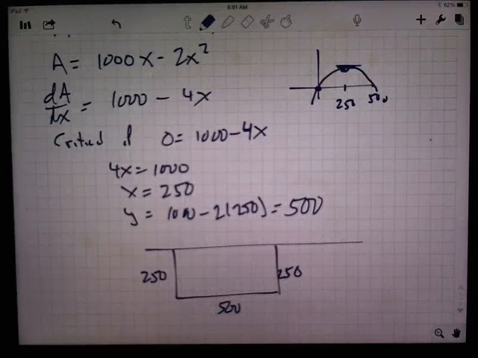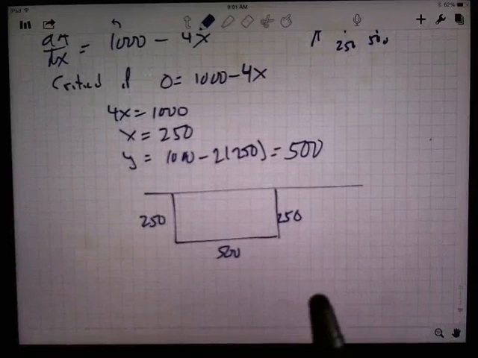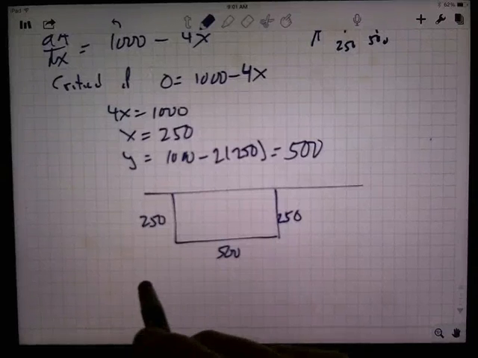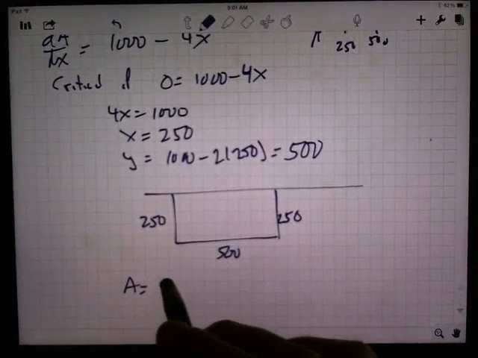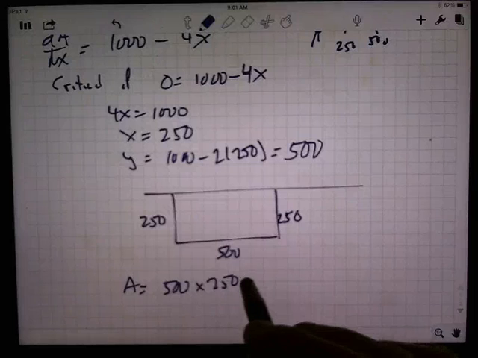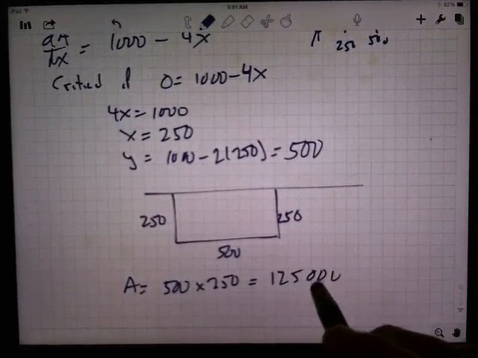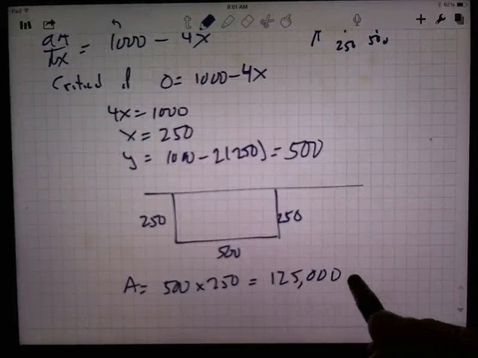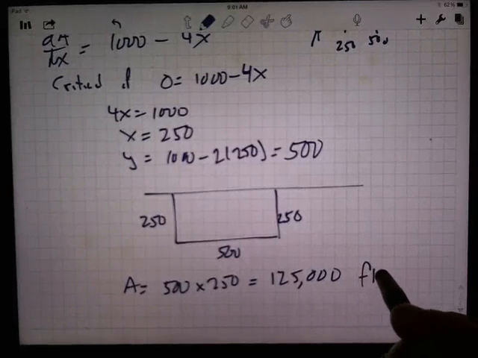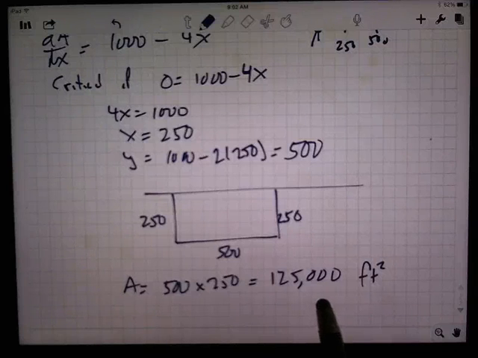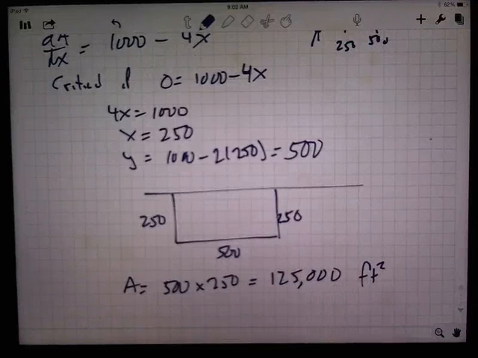Sometimes it might say find the maximum amount of area. Now in this case it didn't ask me that. It asked me to get these two dimensions, but the actual area then would be the product of these two, 500 times 250, whatever that is. Must be 125 with 3 zeros. And this is in square feet, which is, I'm just thinking, that's a couple of acres.